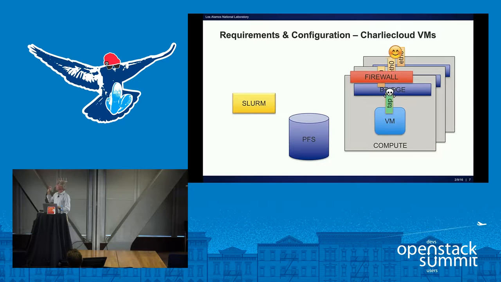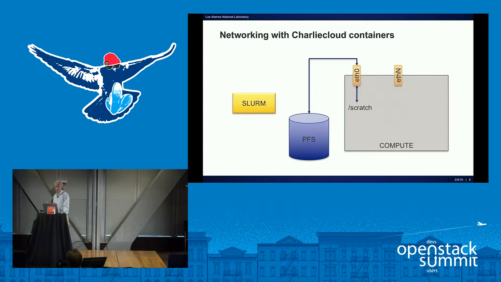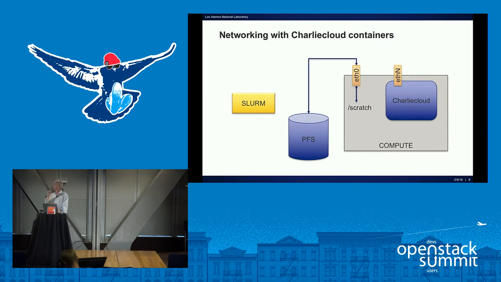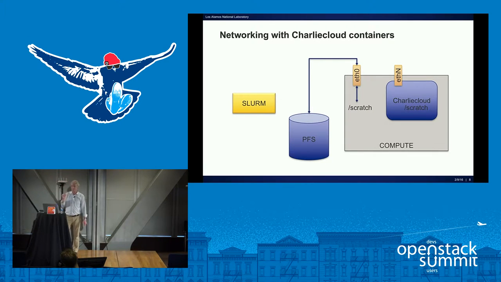And the fragility scared us. So using Charlie Cloud, user requests a Charlie Cloud container. It lands on the compute node. We have a separate physical network to mount the file system over, the parallel file system. We dedicated an Ethernet interface for the Charlie Cloud container, and we use SLURM to create a new network namespace and give it to the container. Then we bind mount in the parallel file system. The user has what they need.